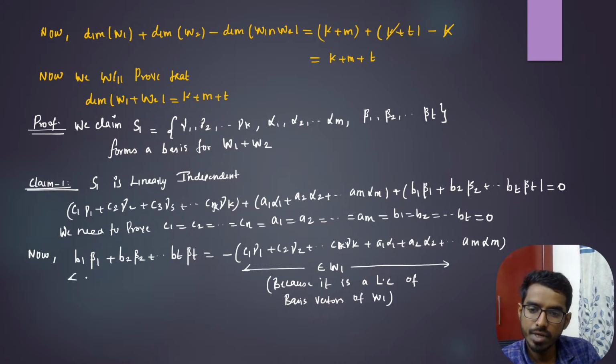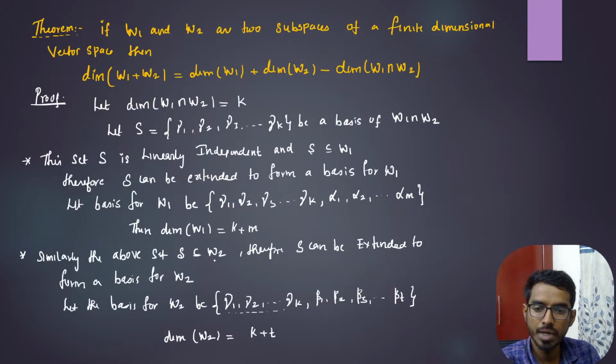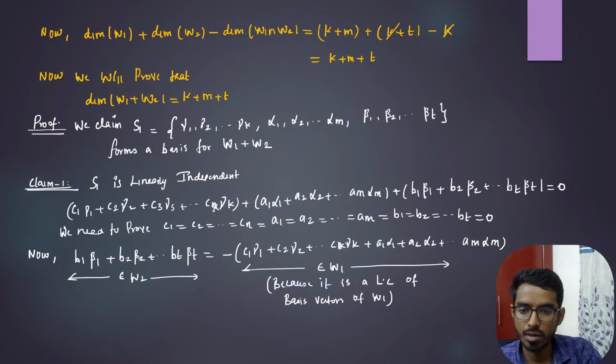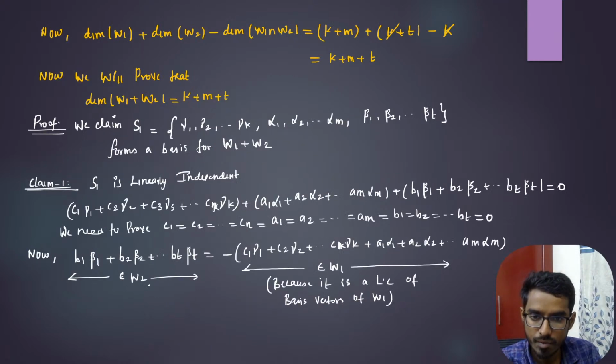And these vectors belong to what? These vectors belong to W2, yes or no? Because beta 1, beta 2 up to beta t. So these are vectors in W2, right? Yes. So these are vectors in W2, right?